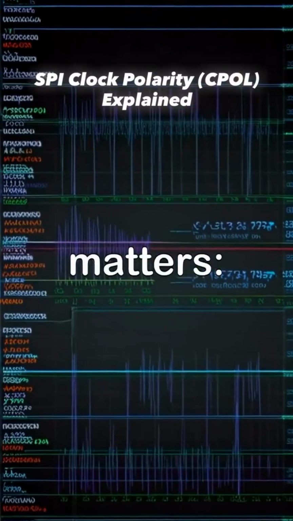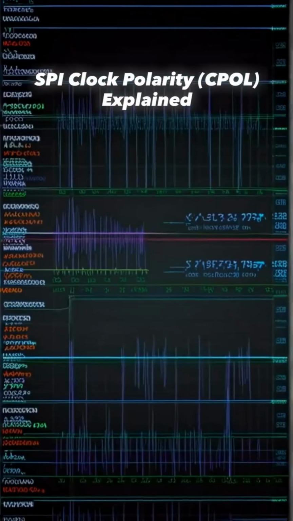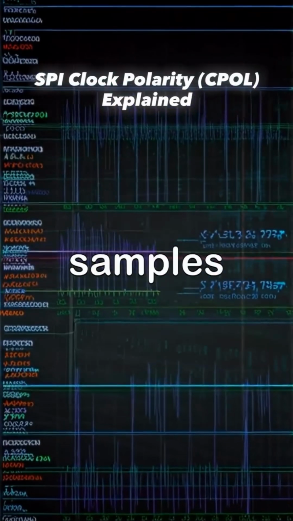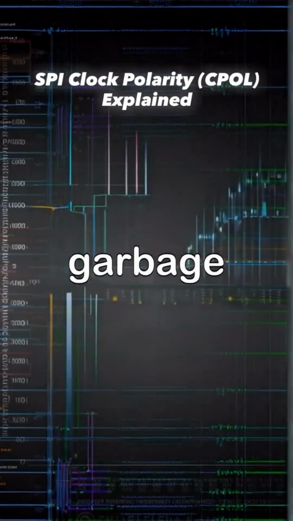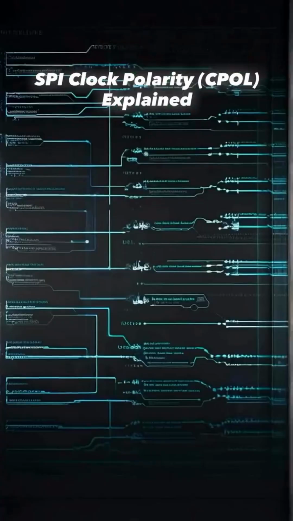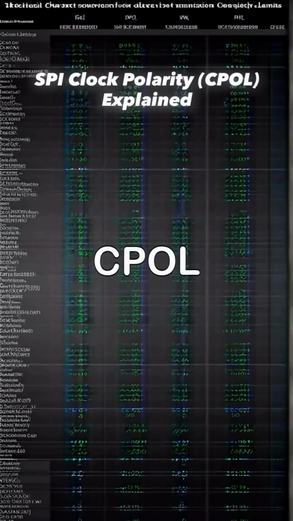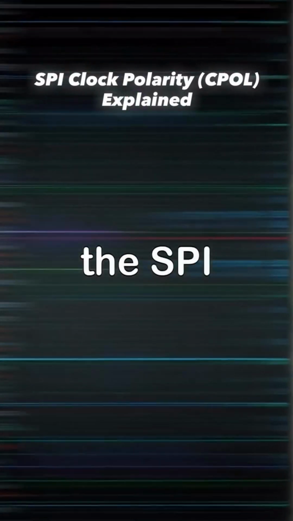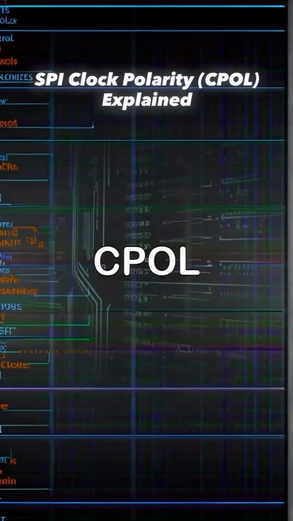Why CPOL matters: the slave expects data relative to a specific clock idle level. If CPOL is wrong, the slave samples data at the wrong time. Communication may appear dead or produce garbage data. Important notes: CPOL affects only the idle state. Actual data sampling depends on CPHA, clock phase. CPOL plus CPHA together define the SPI mode. Common mistake: matching the SPI mode number without understanding CPOL.